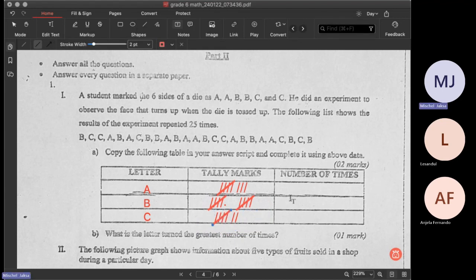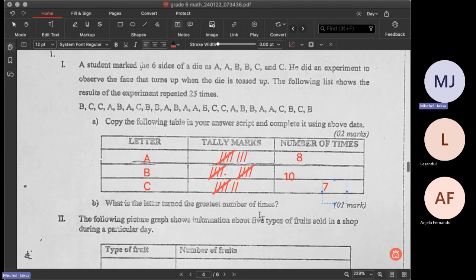Okay, so your graph should look like this. Okay, so how many number of times? We have 5, 6, and 7, and 8. Why the color changed? Eight, okay. And here we have 10 and 5, 6, 7. Check your answers for there.